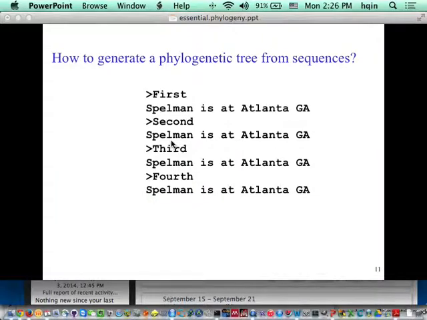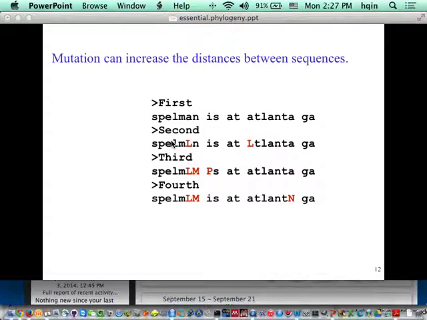Okay, so now how do we generate a phylogeny from sequences? So I have four sequences. They're all the same, right? They are all considered the ancestor sequences. But for anything that happens over time, if we replicate from one generation to another generation, there will be random mutations. So I'm going to put some random changes in those sequences. So that's our ancestor sequences, and then there are some other changes there. How do we generate the tree from this?